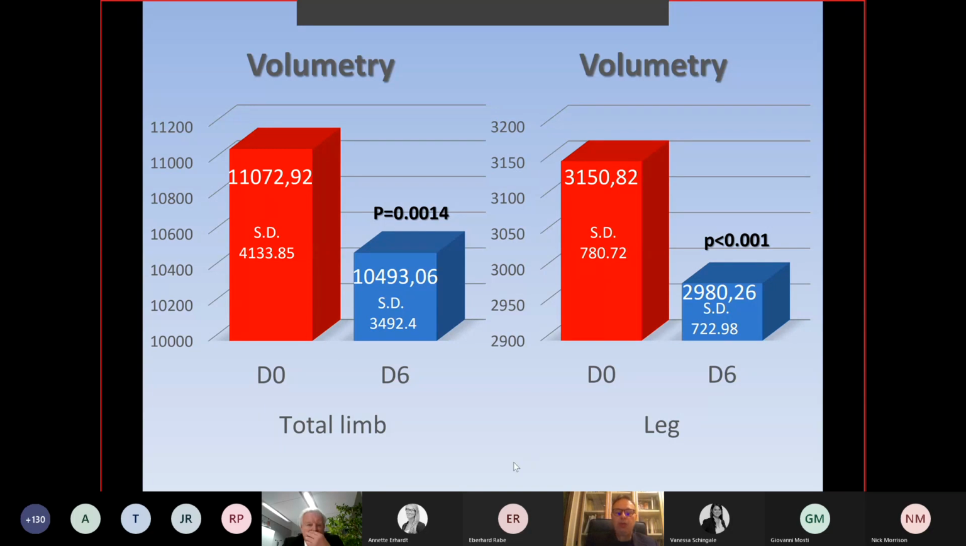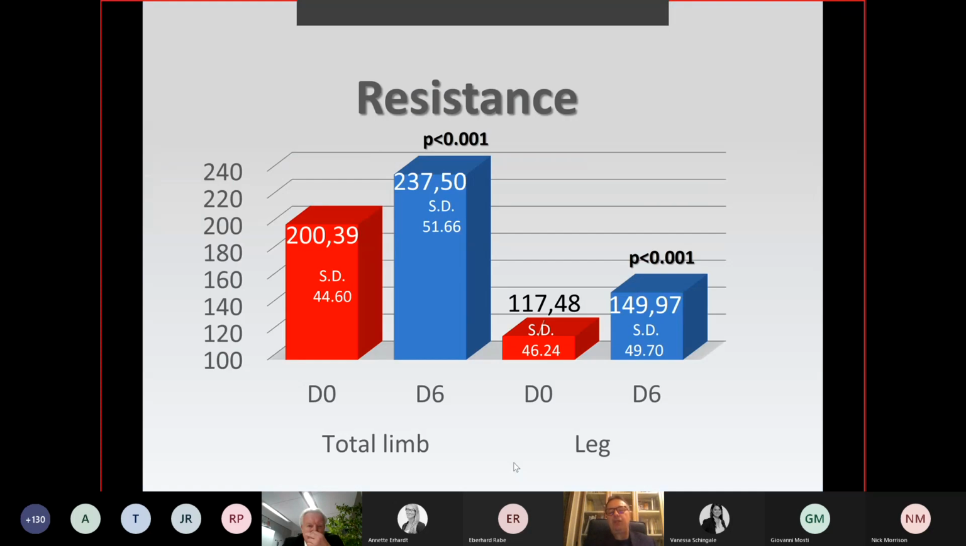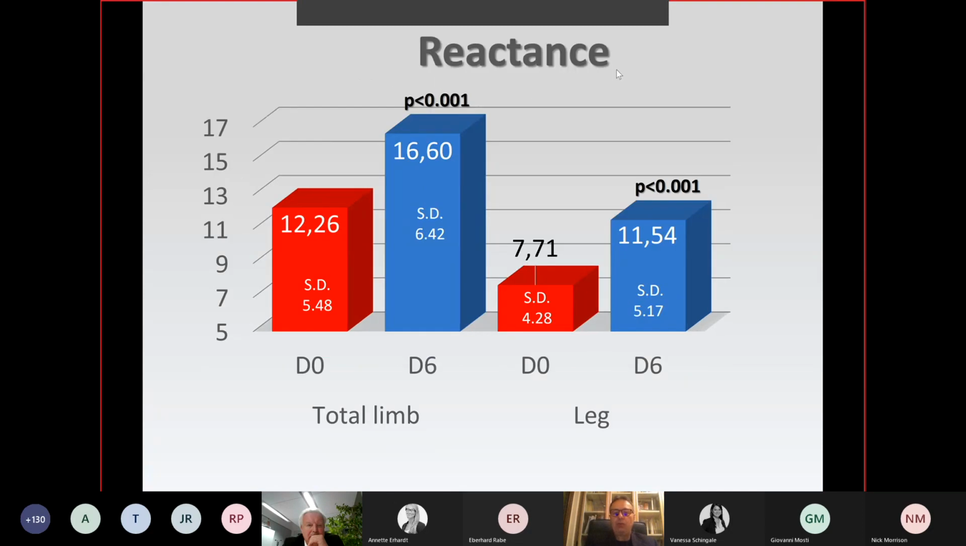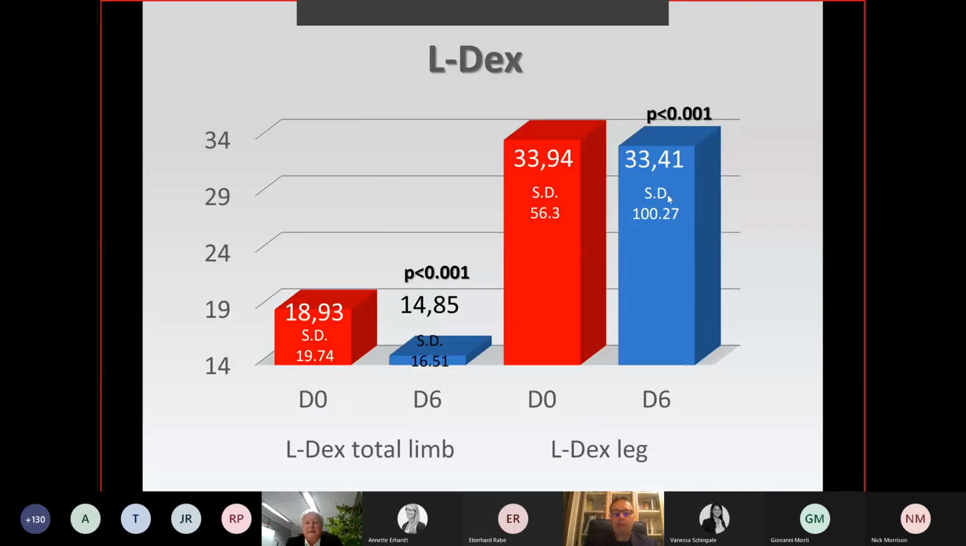So now we are talking about volumetry. Then we investigated the bioimpedance parameters, and the resistance increased after the treatment, which means that the fluid decreased, both in the total limb after 6 days and in the lower leg, as you can see from this slide. That was the case also for reactance, which improved because it increased after the 6 days of the decongestive treatment, both in the total limb and in the lower leg. And that was the case, of course, also for LDEX.